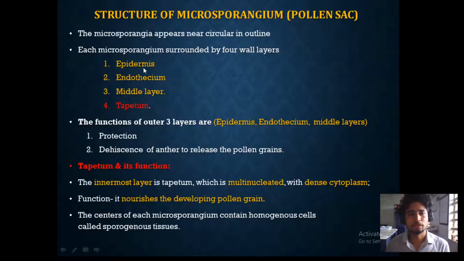Each microsporangium is surrounded by four wall layers: epidermis, endothecium, middle layers, and then tapetum. The function of the outer 3 layers, the epidermis, endothecium and middle layers, is protection and dehiscence of the anther to release the pollen grains. These are the 2 important functions of the 3 outer layers.